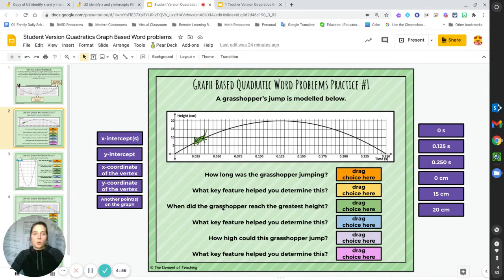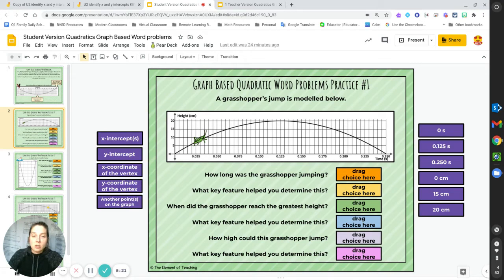So in this scenario, we have a grasshopper's jump, which is modeled here. This time we are looking at the first quadrant, and we have a very interesting scale. We're looking at time, and we're looking at height. That is the jump. So how long is the grasshopper in the air? And then this tells us how high the grasshopper goes.